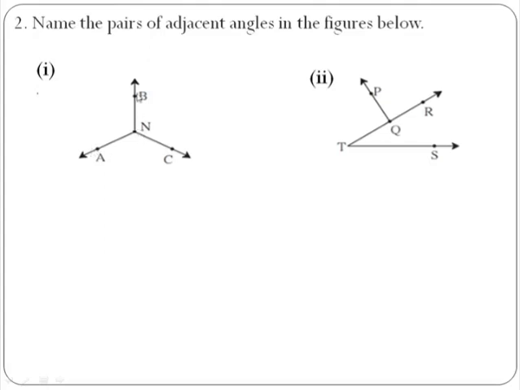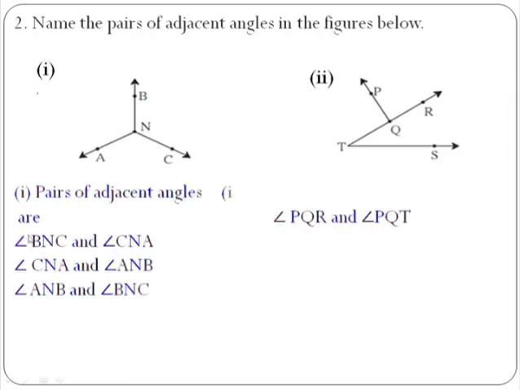Now if you look at the first pair of angles, angle BNC and angle CNA, they have common vertex, common arm and separate interiors. Therefore, angle BNC and angle CNA form the first pair of adjacent angles.